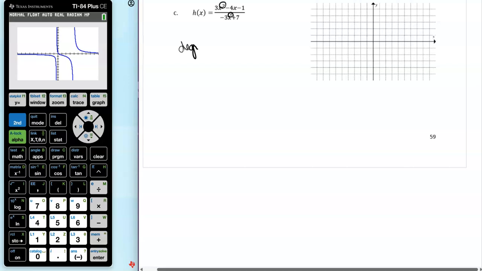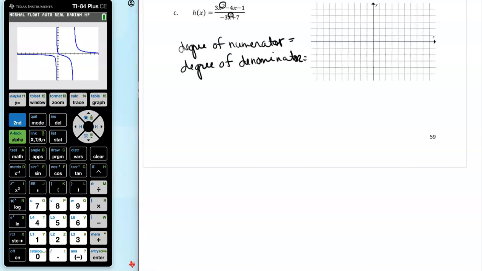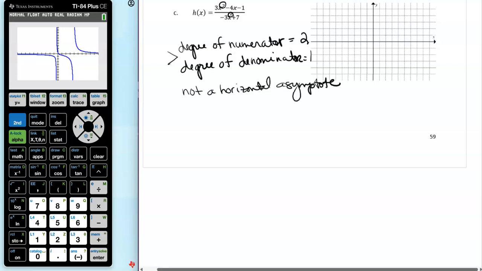So the degree of the numerator is 2, and the degree of the denominator is 1. So in this case, the degree of the numerator is greater than the degree of the denominator. So we say there is not a horizontal asymptote. And we can see this on our graph.